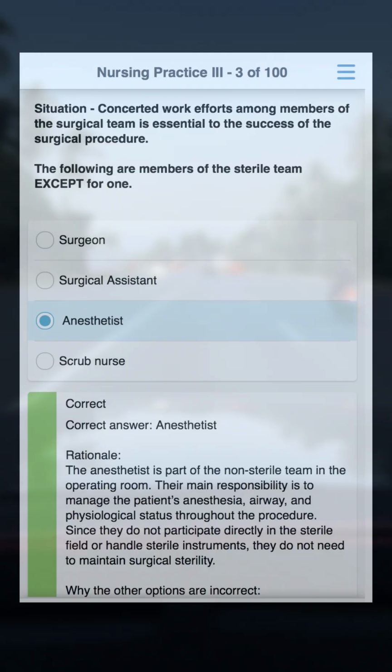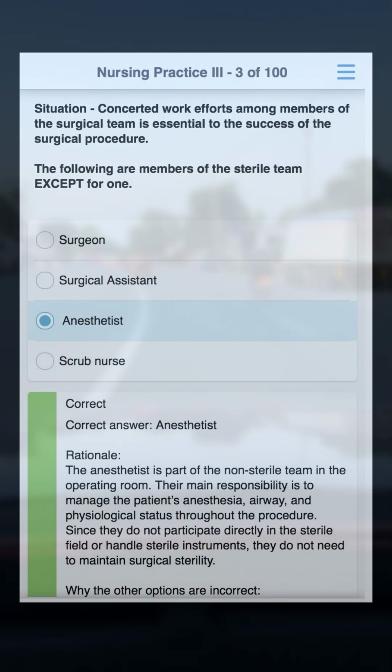The anesthetist is extremely important to the success and safety of the surgery. But being an important member of the surgical team does not automatically mean that the person is part of the sterile team. This is one of the common board exam traps. Now, let us talk about the actual clinical setting.